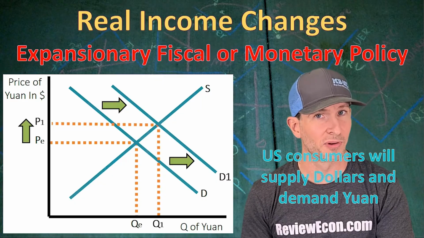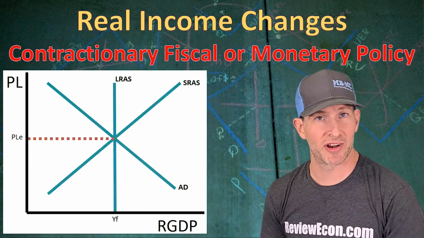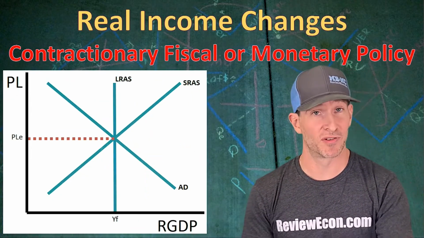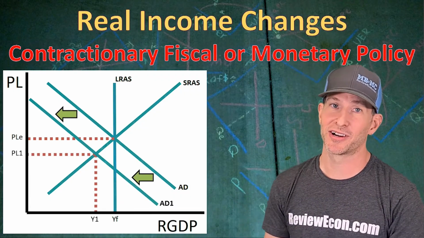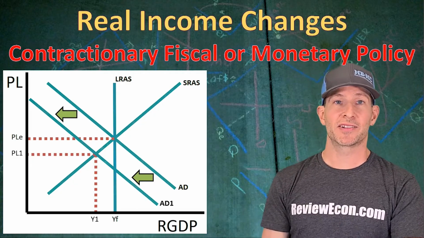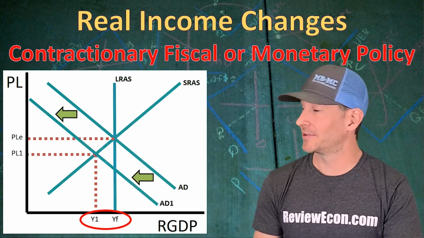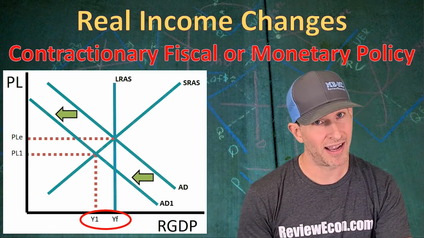On the flip side, we're going to see an increase in the demand for Chinese yuan, and the Chinese yuan is going to appreciate. Next, when it comes to contractionary fiscal and monetary policy, as you remember on the AS-AD graph, that is going to be a decrease in the aggregate demand curve. And with that leftward shift of the aggregate demand curve, we are going to see a decrease in real income, shifting from YF to Y1.